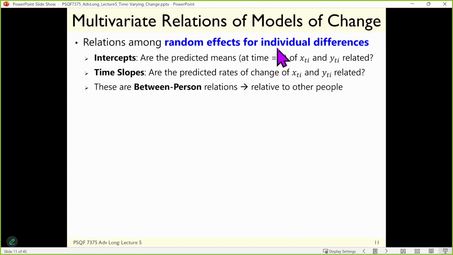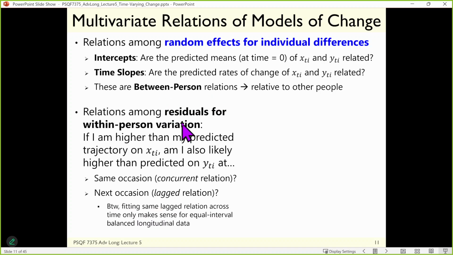Okay, so relationships among random effects for individual differences. These are going to be your latent variables. Remember, in the multivariate specification, your fixed effects become means of latent variables. Your random effects are the latent variable variances. So we can talk about relations among intercepts. Are the predicted means at time 0 of two variables related? We can talk about relationships among time slopes or change, as I have in the picture. Are the predicted rates of change between two variables related? These are between person. So when we talk about this, it's people who, like, people who start out higher on this variable start out higher on that variable. People who change more on this variable change more on that one. These are people things. These are summaries of longitudinal data at the between person level.